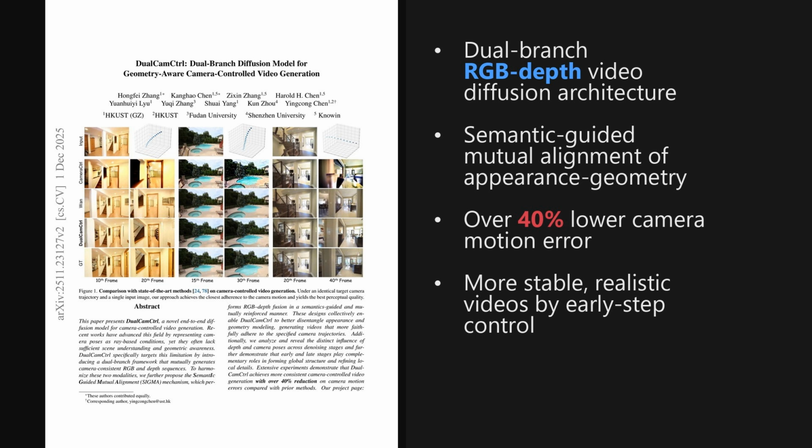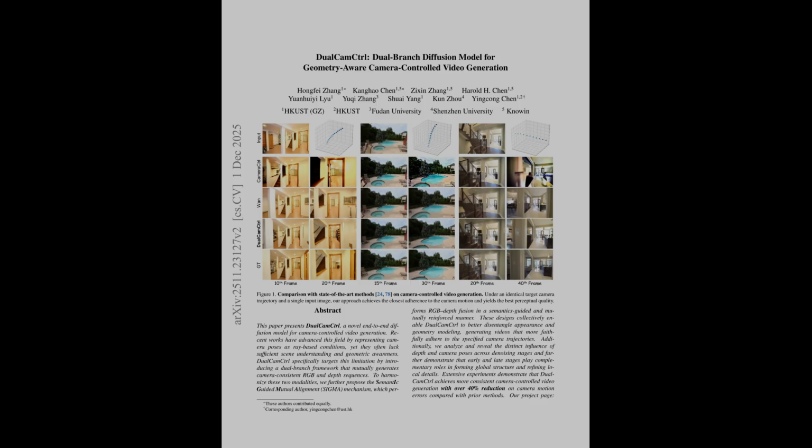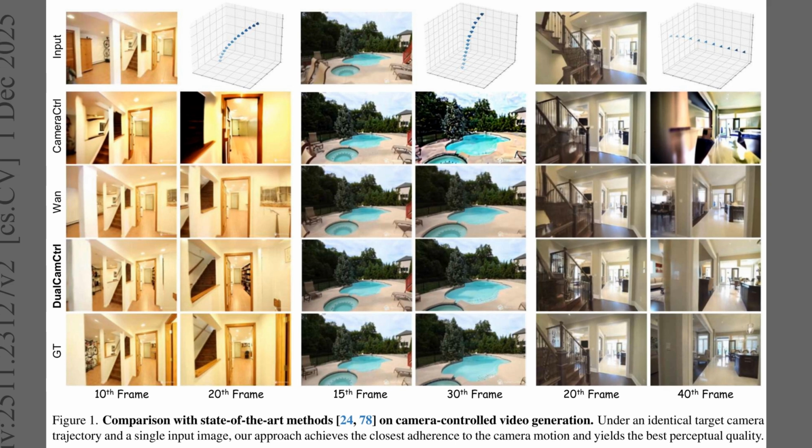And as we will see later, the geometry-aware control it achieves makes camera-driven video generation look far more stable and realistic. Figure 1 gives a visual sense of why this method matters, because it shows how closely each model follows the same target camera path while keeping scenes sharp and stable. The big grid of frames compares the input image, two prior camera control models, the new dual-branch model, and the ground truth videos. Small three-dimensional plots above each sequence depict the intended camera trajectory in space.